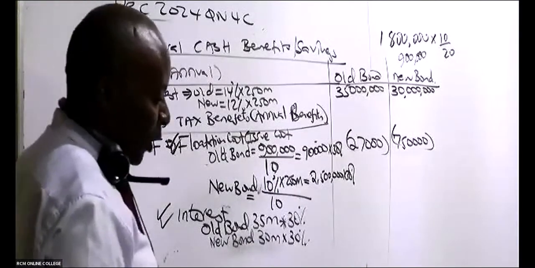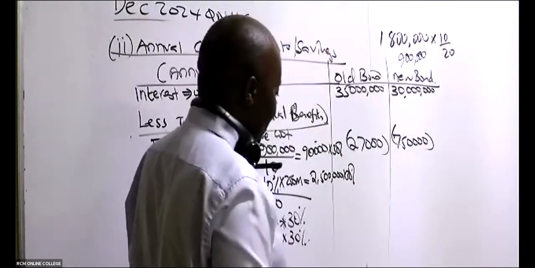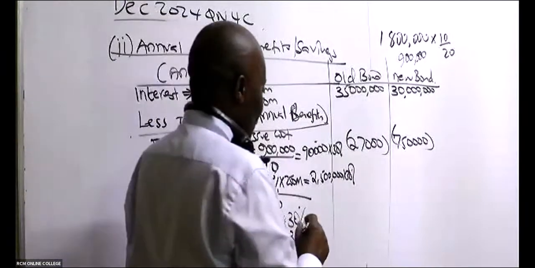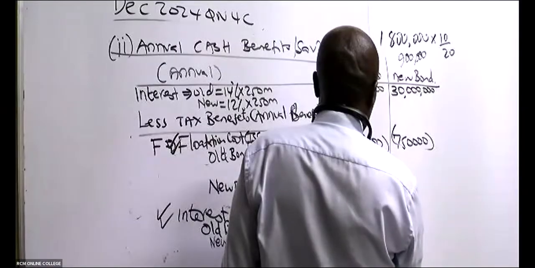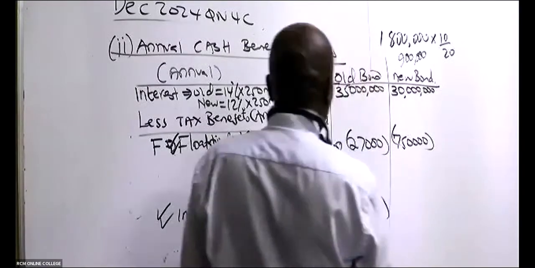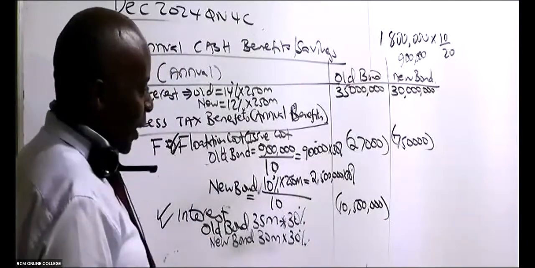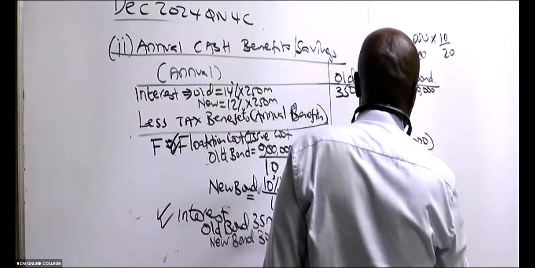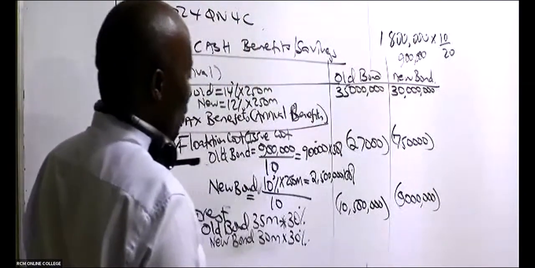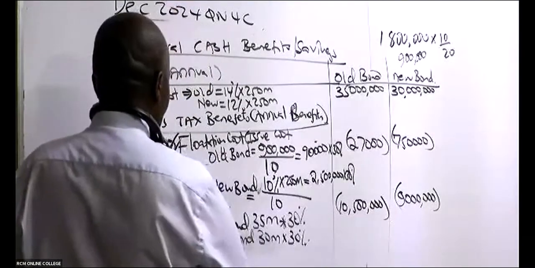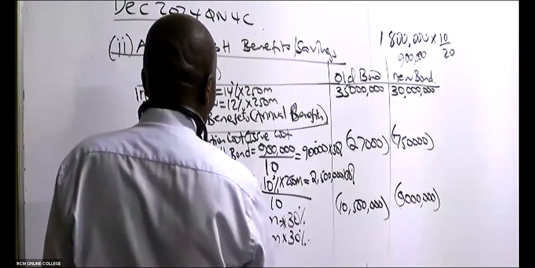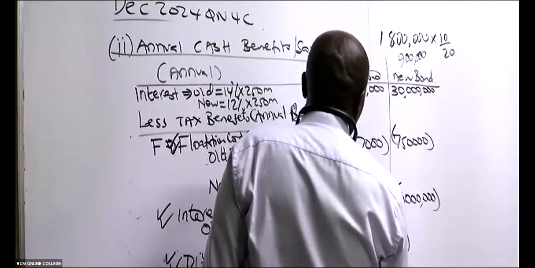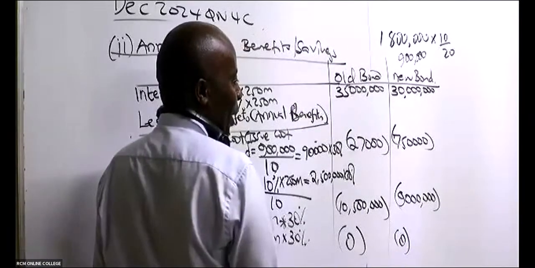So please give me the numbers. I'm really waiting for you. The first one, the old bond: 10.5, so the old bond is 10,500,000. How about the new bond? 9 million. The new bond is 9 million there. Thank you so much. From there we have the concept of discount. The discount is 0 here. You don't have any discounts here.